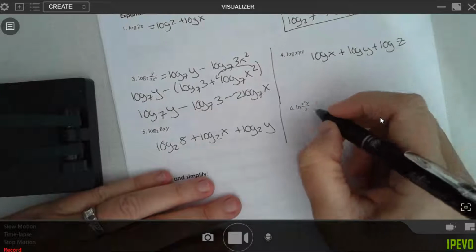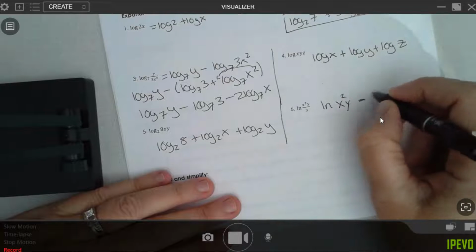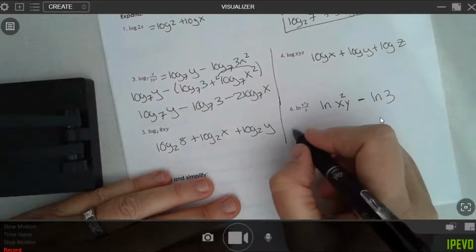Now right here, the first step, I'm going to take care of the division. So natural log, and remember logs and natural logs are the same thing, just different bases. That's subtraction, and now this is going to be written out as addition.